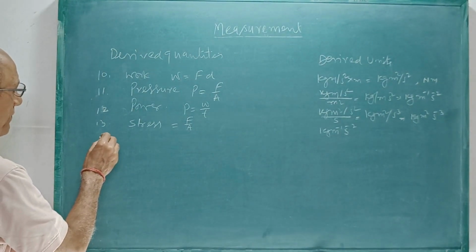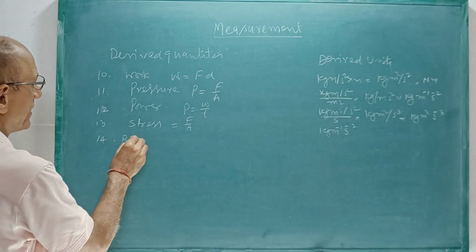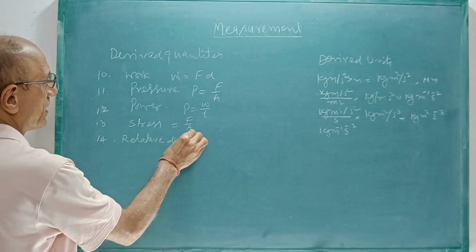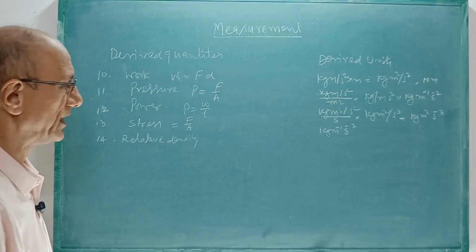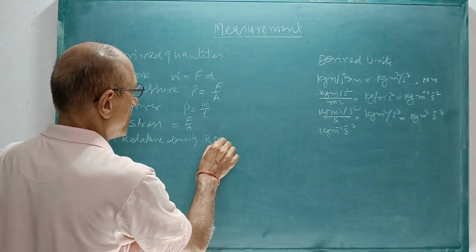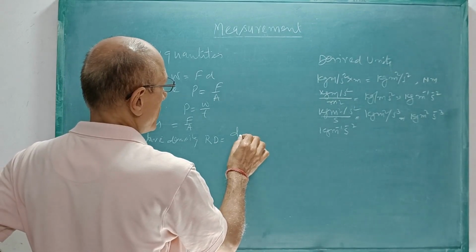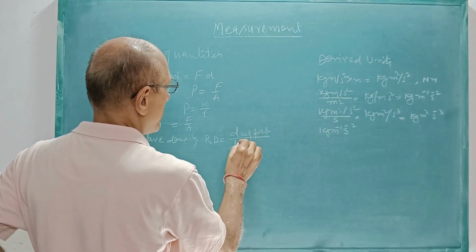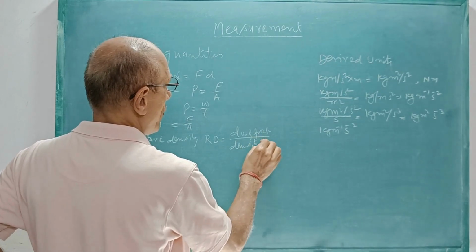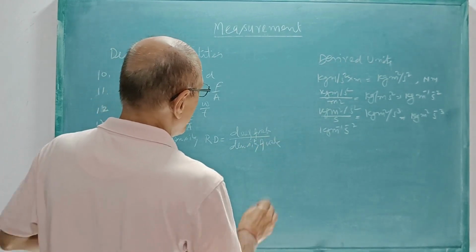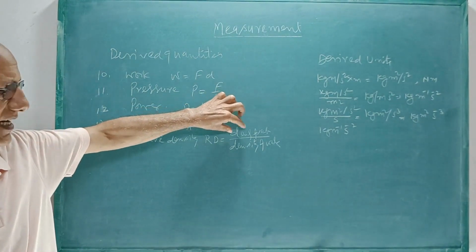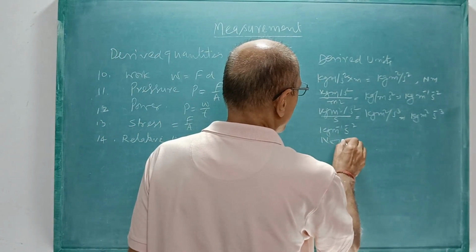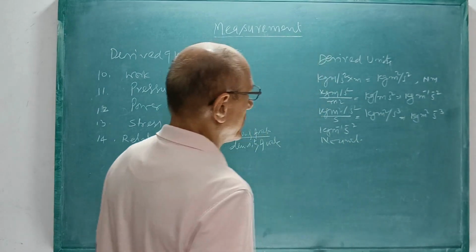Now you have relative density. Relative density is RD, we call it. Density of substance divided by density of water. So here density and here also density, so they will cancel out. So it has no unit. There is no unit.